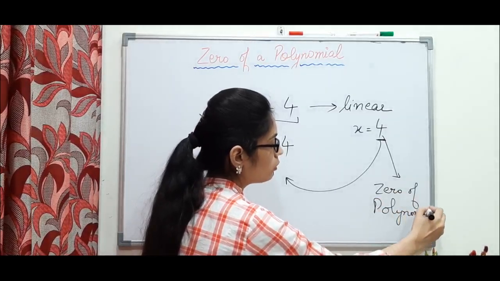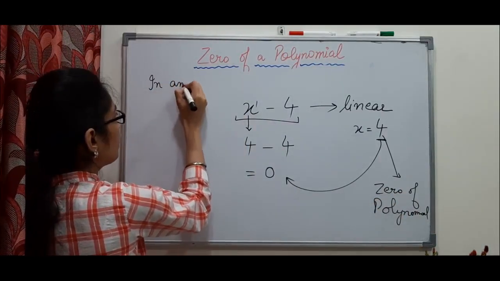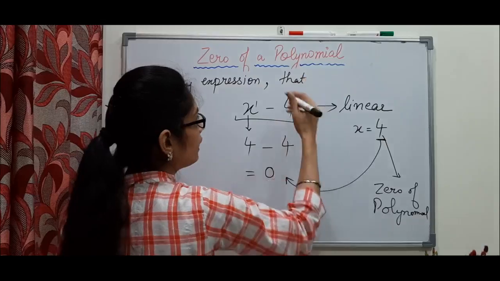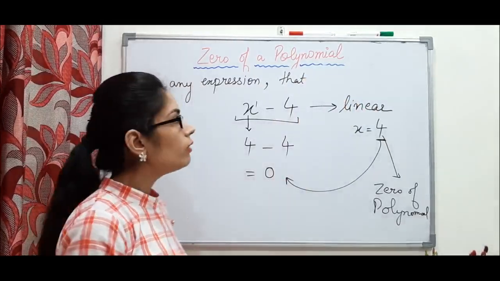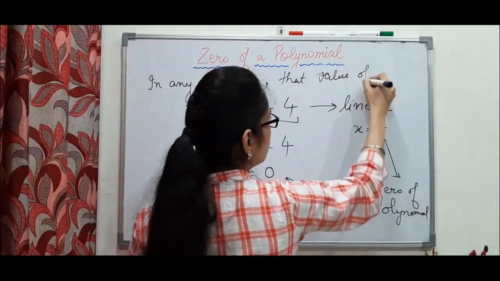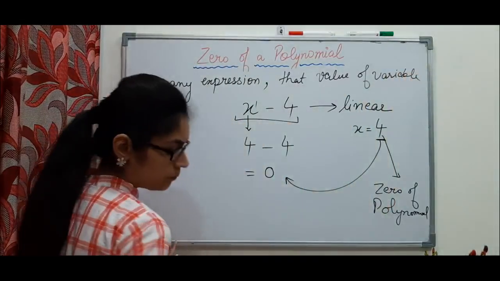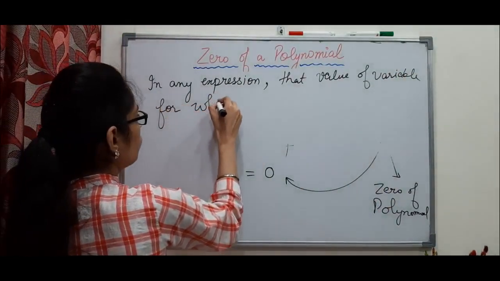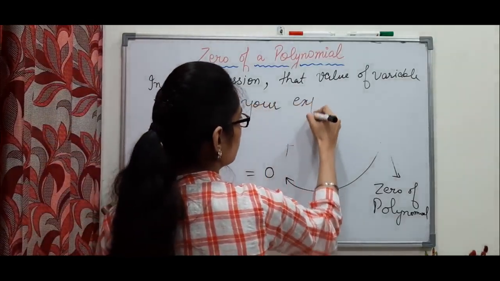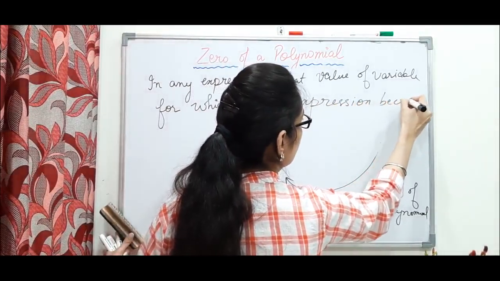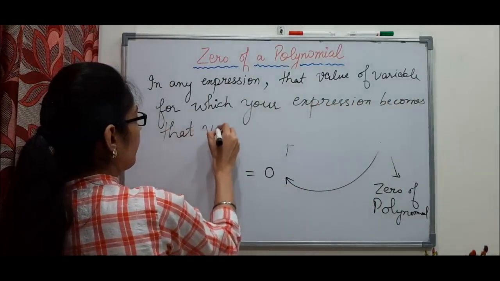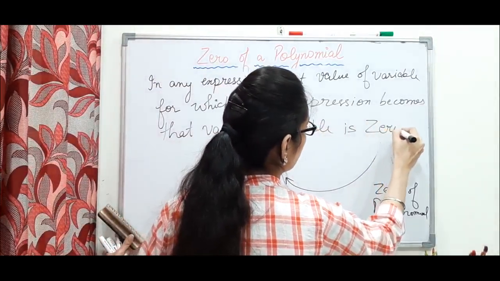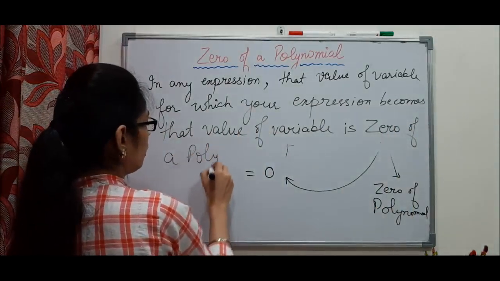So I will write down what is zero of a polynomial. In any expression, or you can say in any given polynomial, that value of variable, any variable you can take, x, y, z, for which your expression becomes 0, that value of the variable is known as zero of a polynomial. So this is the concept of zero.